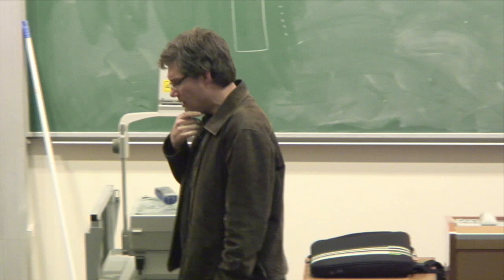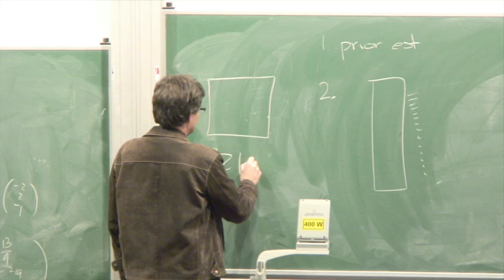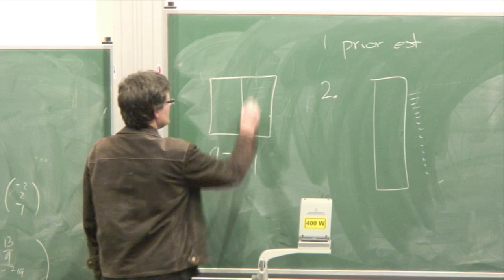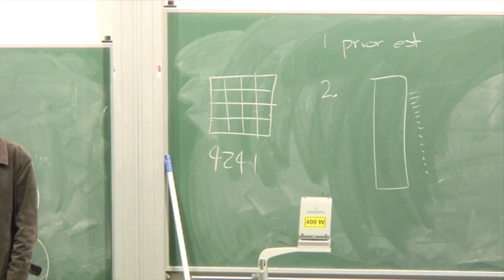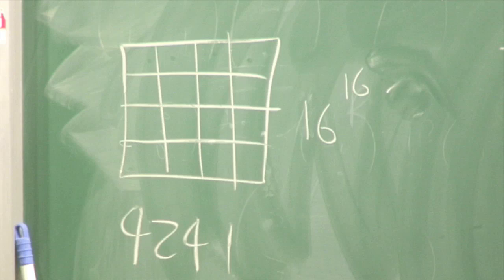Here's another sort of crazy search, though. In the universe, how many 4-2-for-1 programs are there in the whole universe? There's not an infinite number of them. There's a lot of them, but how many? 16 to the 16. There's 16 values that can go in each square, so there's 16 to the 16 possible ways of filling this in. So there's 16 to the 16 possible programs.